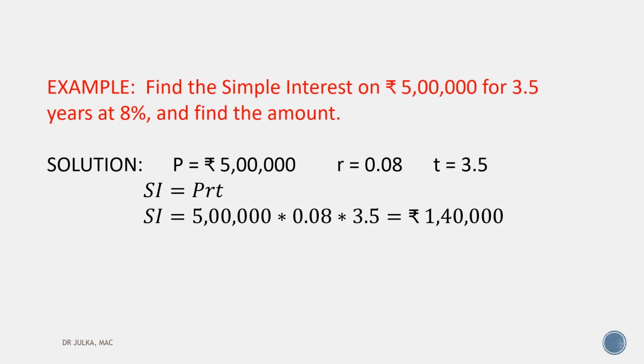We know that simple interest is principal into rate of interest into time. Principal is 5 lakh, rate of interest 0.08, and time is 3.5. By multiplying these 3, we'll get rupees 1,40,000 as simple interest.